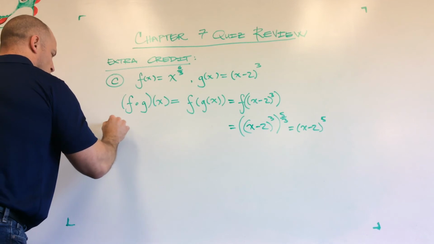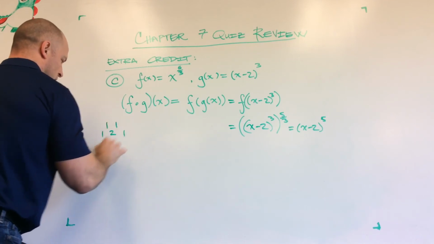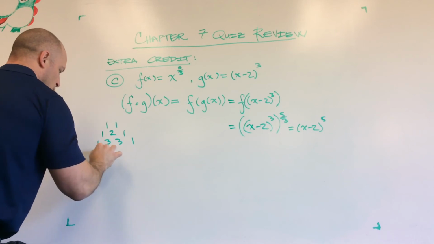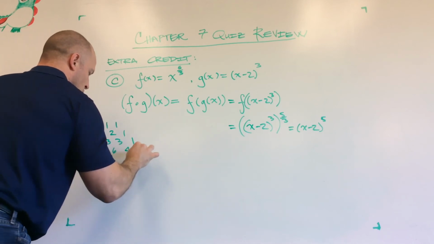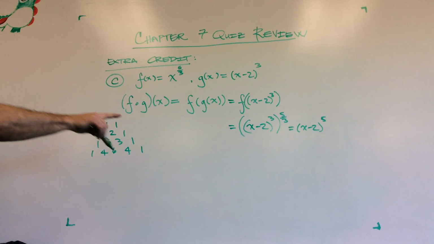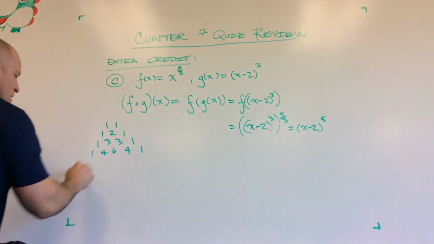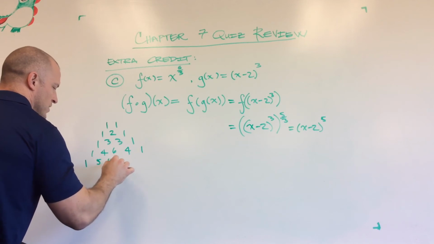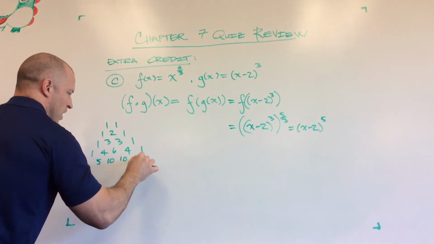Start out our pyramid with 1 and 1, 1, 2, 1, 1, 3, 3, 1, 1, 4, 6, 4, 1, and lastly we need the 5th row because we're going to the 5th power, so we'll do as such. 1, 5, 10, 10, 5, 1.